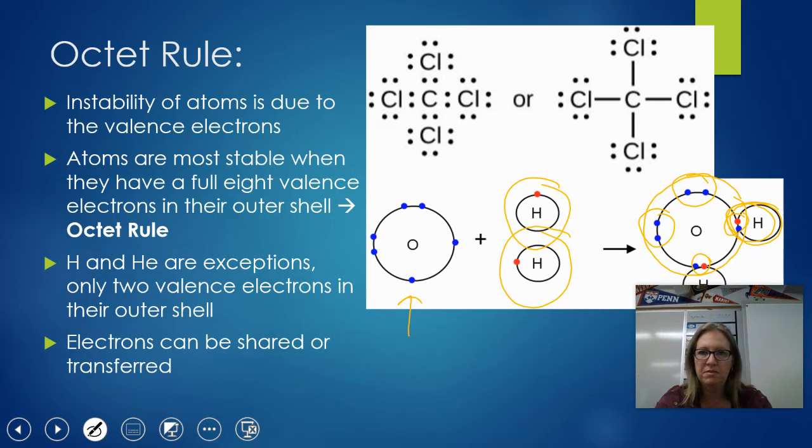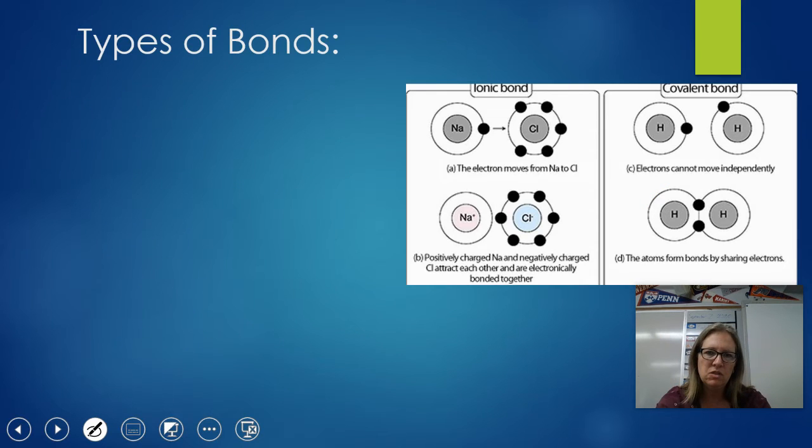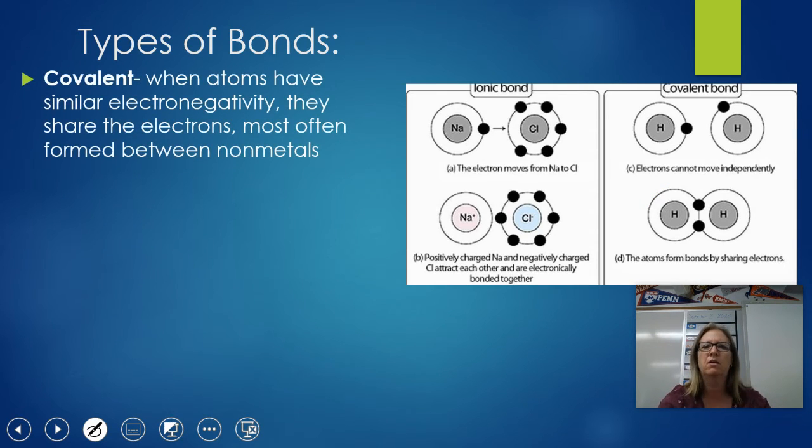This would be an example of sharing the electrons, okay? So there's different types of bonds depending on what's happening. A covalent bond occurs between atoms that have a very similar electronegativity. Remember that affinity to hang on to those electrons. If it's similar, they tend to just share the electrons, not actually transfer them. And this happens most often between nonmetals, okay?